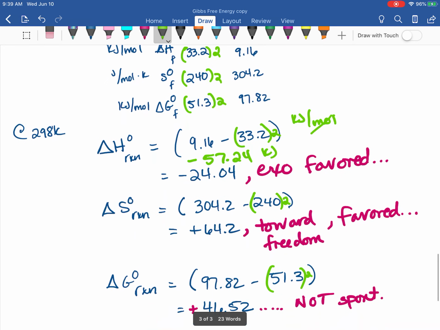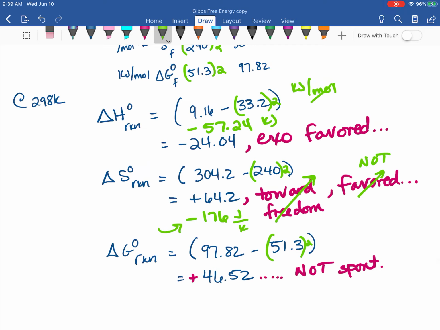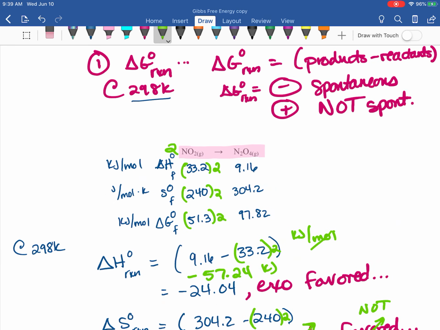All right, let's try our delta S again. 304 minus 240 times our moles. This time I'm getting a negative 176. Holy crap, that changes everything, doesn't it? Now that is in joules over Kelvin. So that means that this isn't towards more freedom at all. This is not favored because of the negative. Oh, moles matter.